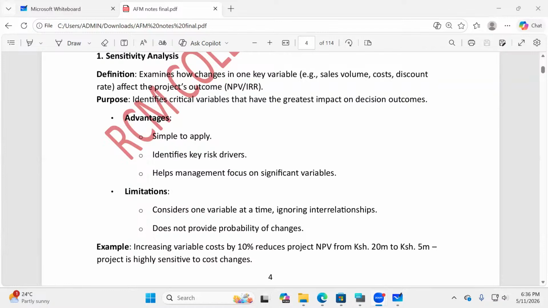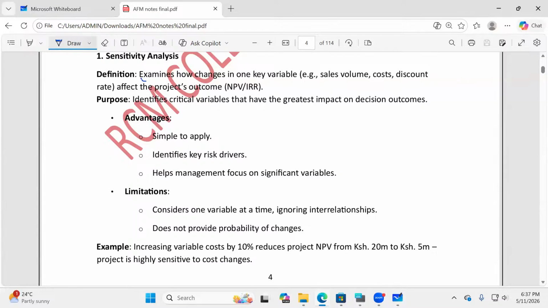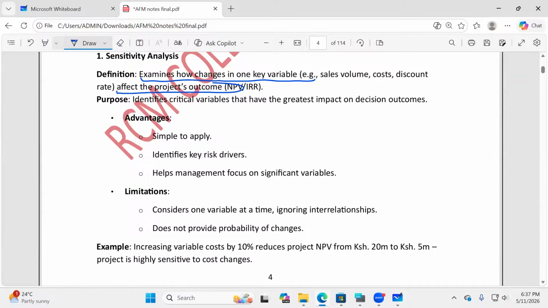So we are reading again. Definition, ladies and gentlemen. This is really important. Sensitivity analysis examines how changes in one key variable affect the project's net present value. What is the major purpose of this sensitivity analysis? To identify those very sensitive variables, to identify critical variables that have the greatest impact on NPV.